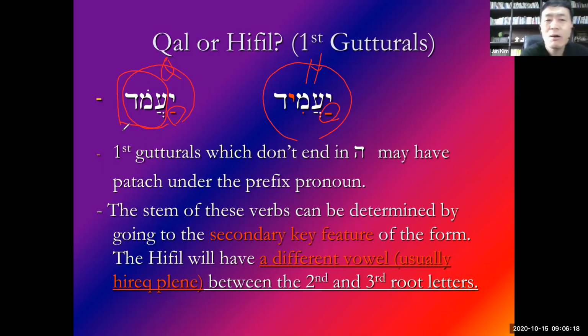So this idea still affects this double weak verb. But the thing is, when you have the third he, then the third he tends to be dropped. That's the only difference between first guttural and double weak. But anyway, I'm trying to say patah under the prefix pronoun for the first guttural can be used not only for the Hiphil stem, but for the Qal stem as well. But the difference between them is the hireq yod. That secondary clue is important in this case.